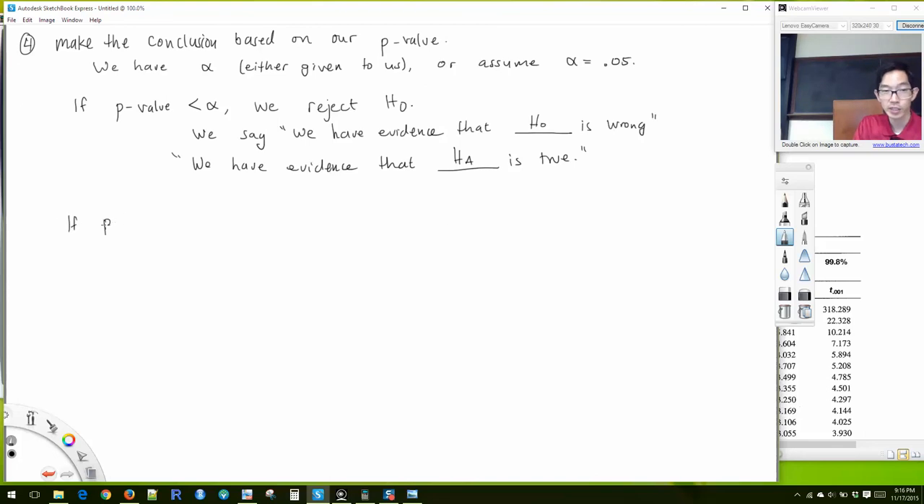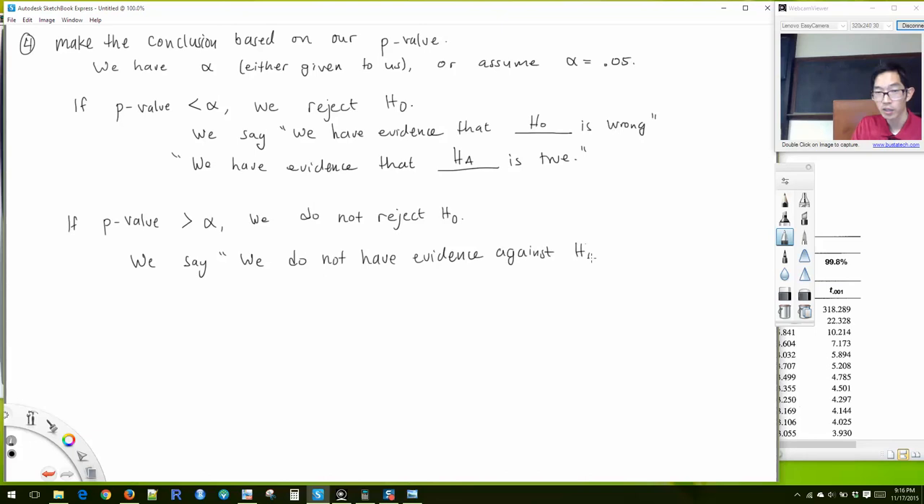If our p-value is greater than alpha, we do not reject the null hypothesis, and we would say we do not have evidence against the null hypothesis. Or we do not have evidence to support the alternative, whatever the alternative says. And of course, we never write that we accept the null hypothesis.